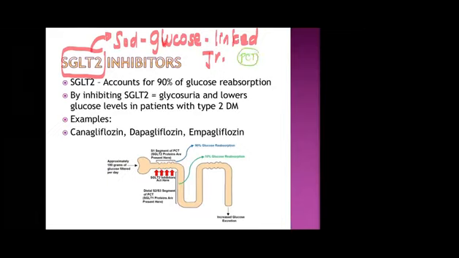Saan parte ng katawan may proximal convoluted tubule? Okay, in the kidney. Very good. Na-discuss natin yan sa diuretic agents. Okay? So in the proximal convoluted tubule. What's the function of SGLT2? This is responsible for the reabsorption of majority of glucose in the kidneys.